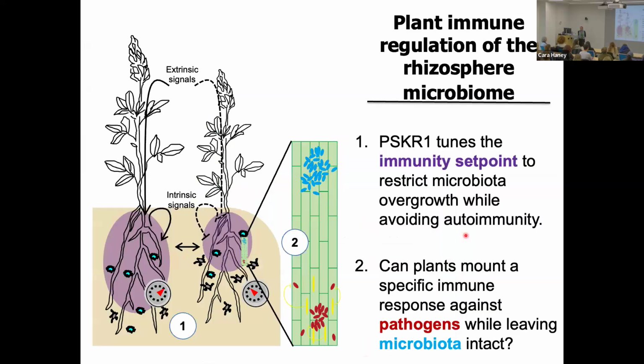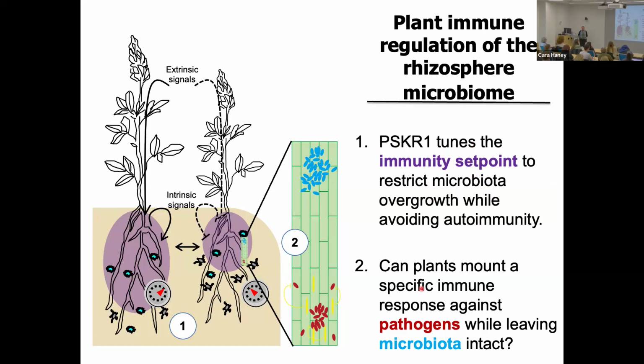And so we think that PSKR1 might be a component of this immunity thermostat. If you dial up Pseudomonas or PSKR1 expression, it actually turns the thermostat down and is more permissive to things like Pseudomonas. But you can dial the thermostat up, in this case by turning PSKR1 down. Restricted to Pseudomonas in that particular case. Okay, so that's the first story.